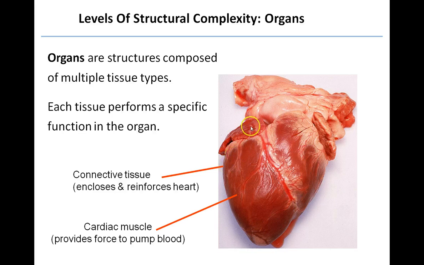We have epithelial tissue lining the inner surface of the heart chambers and the large blood vessels associated with the heart. We have connective tissue embedded within the wall of the heart, holding everything together. We have muscle tissue within the heart. Most of this material here is cardiac muscle tissue, and that is what contracts and allows the heart to pump blood. We also have nervous tissue associated with the heart. Nerves will come in and help regulate the rate at which the heart beats. So basically, an organ is any structure composed of two or more tissues that carries out a specific function in the human body.